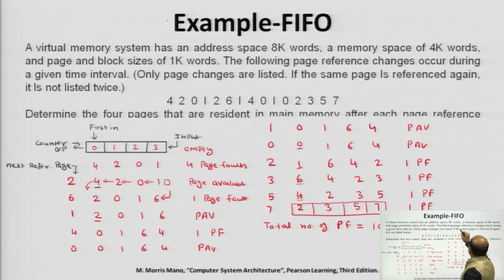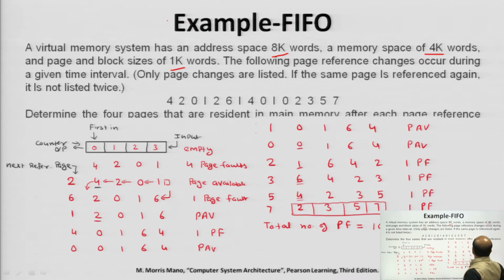So, in this example, address space is given as 8K words and memory space is given as 4K words, and one page size is given as 1K word, and the block size obviously will be of 1K word. The following page reference changes occur during a given interval of time. Only page changes are listed here.